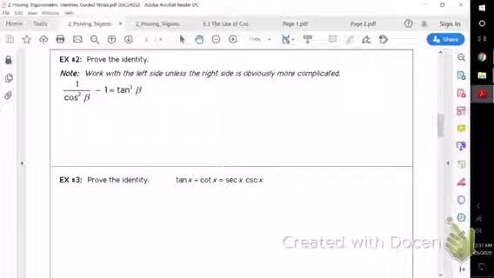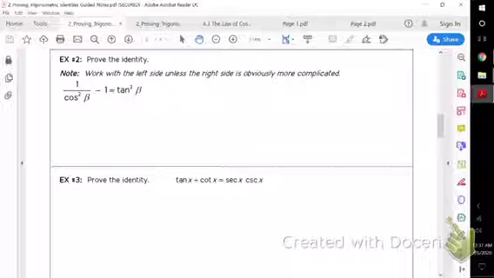All right, in example 2 here, it tells us to prove the identity. And it gives us a note here. It says work the left side unless the right side is obviously more complicated. They usually put the harder side, the more complicated side, on the left. And so that's typically what will work. But sometimes we'll say, you know what, I think I better work the right. So in that case, we will.